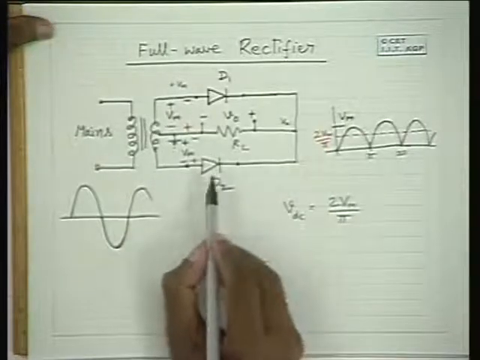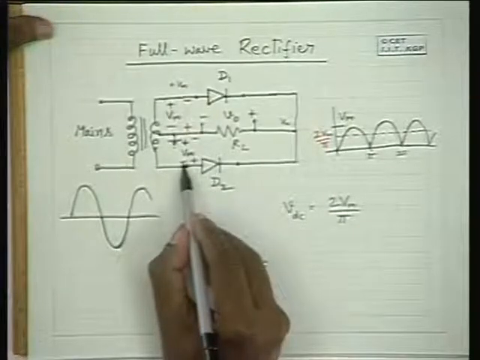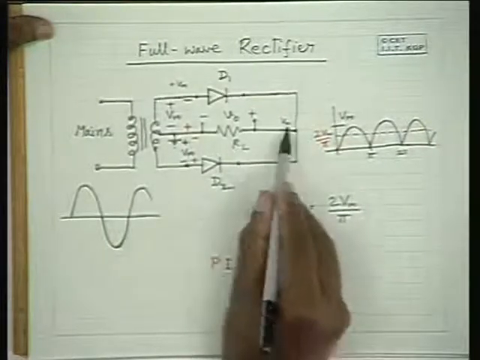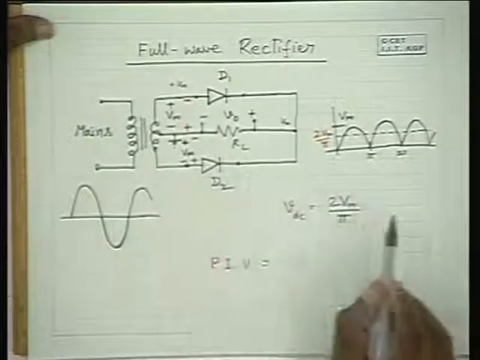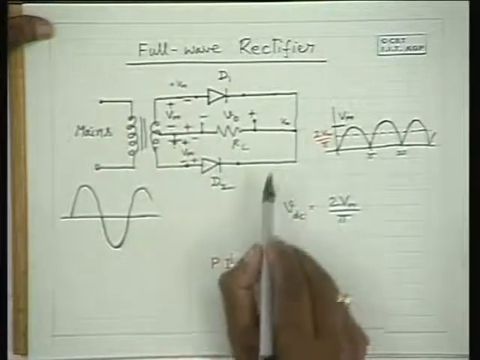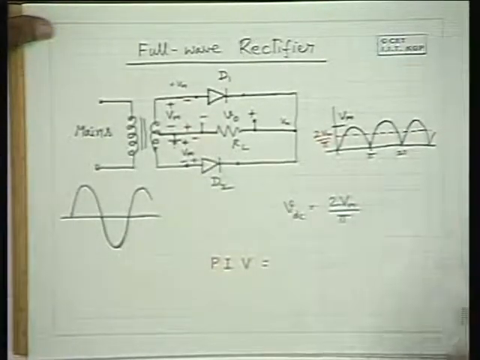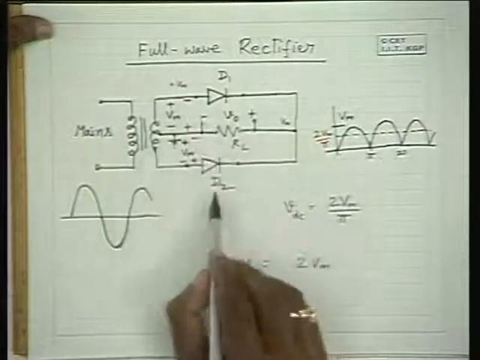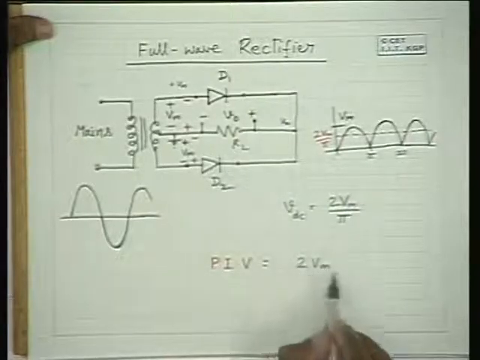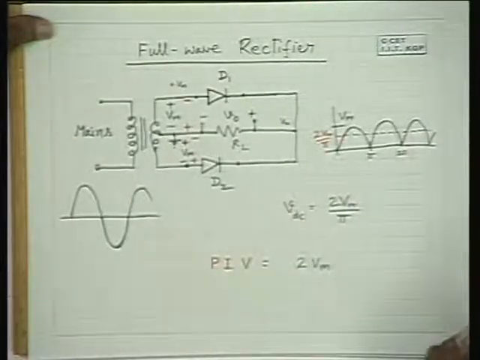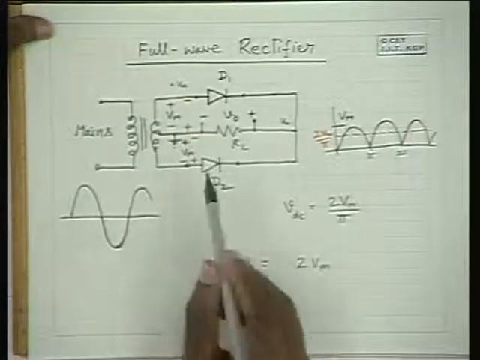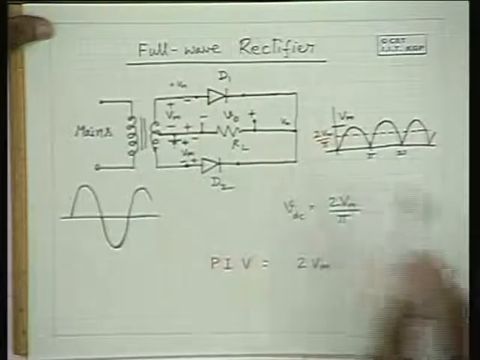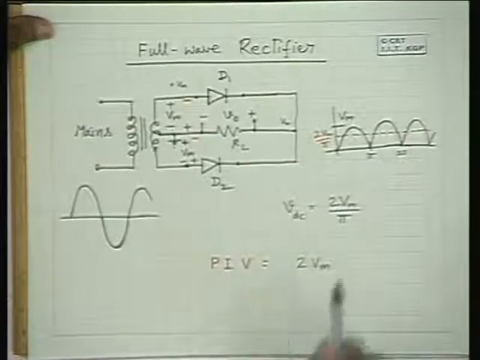What about this diode? This side is minus Vm compared to the ground, and this side is plus Vm compared to the ground. Therefore, how much is the peak inverse voltage across D2? Twice one, so it is naturally 2 Vm. During the positive half cycle, D2 has a reverse potential of 2 Vm. And the same thing happens with D1 during the negative half cycle because of the symmetry. Therefore, the peak inverse voltage in this case is 2 Vm.